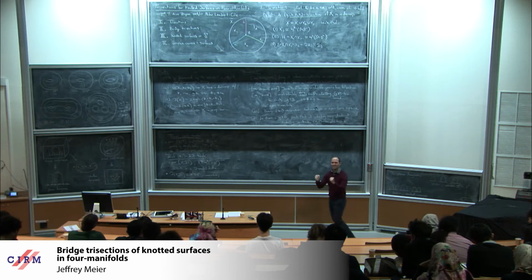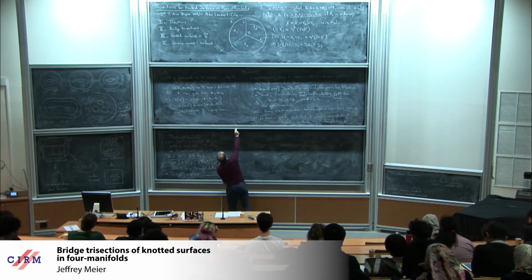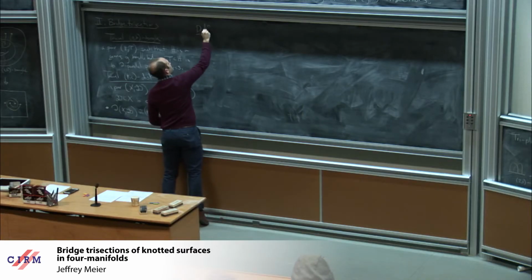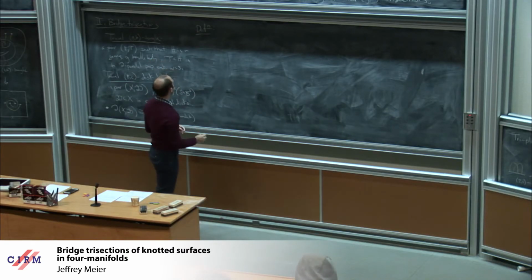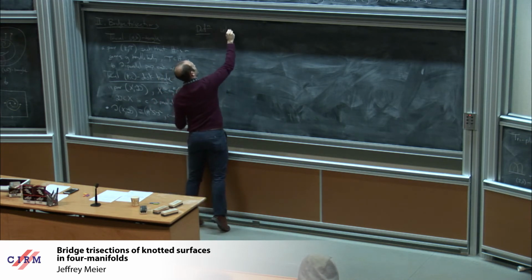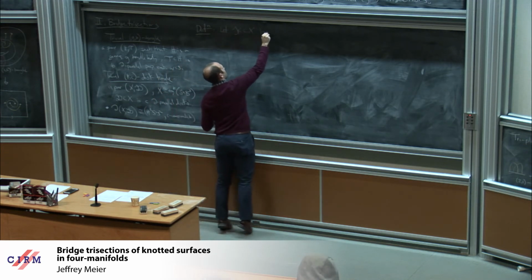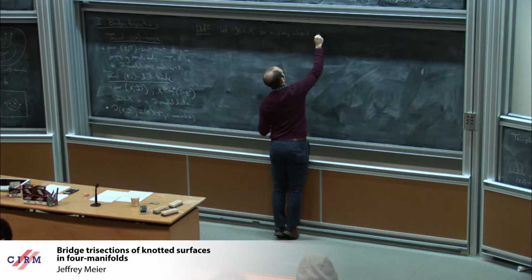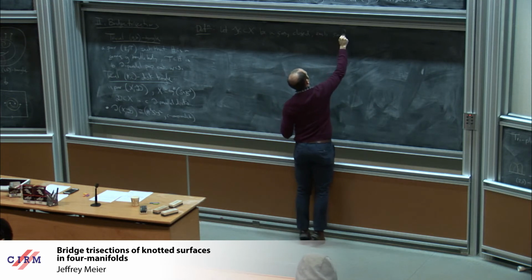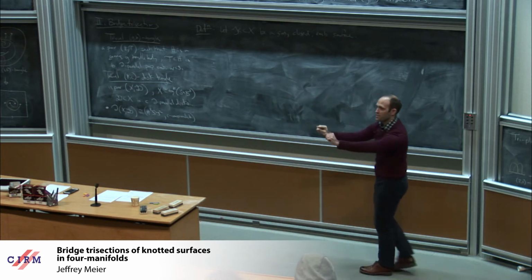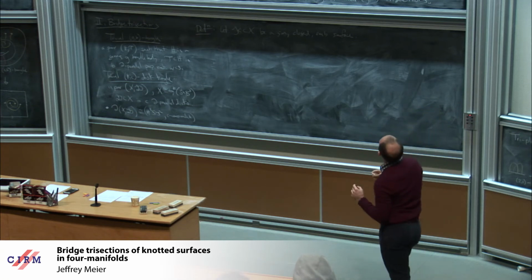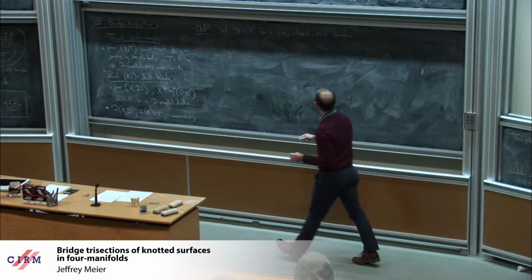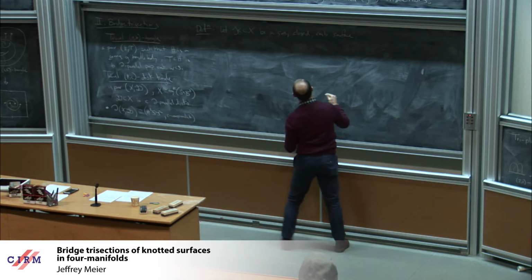Okay, we've made it to the key moment. So what is a bridge trisection? Oh, I should have said, I guess I'll say it here. So now let K inside X be a smooth, closed, embedded surface. Okay, so I assumed that X was orientable and connected, but I'm not assuming that K is orientable nor connected.